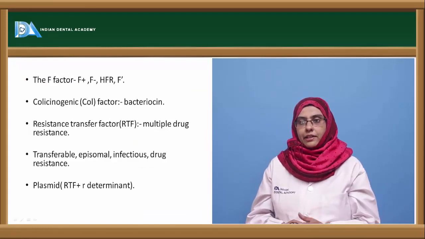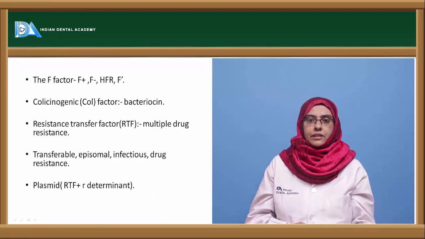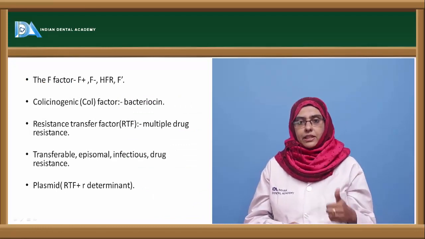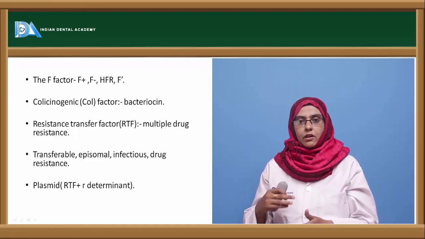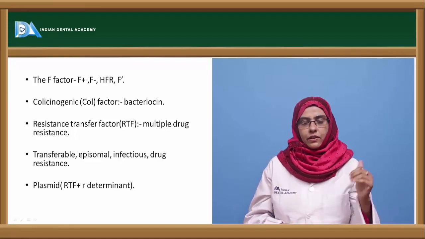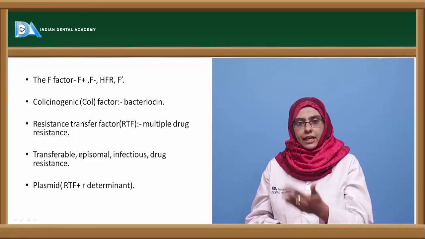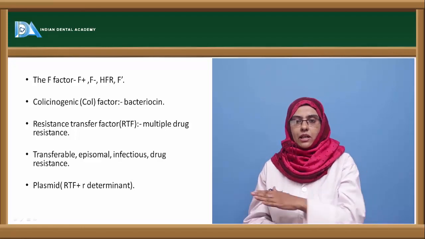So the fertility factor, depending upon its presence or absence, the cell is called an F plus cell or an F minus cell. F plus cell is a male cell or a donor cell. F minus cell is a female cell or a recipient cell. And once the transfer of genetic information takes place, the F minus cell also becomes an F plus cell and can transfer the genes to the other cell.